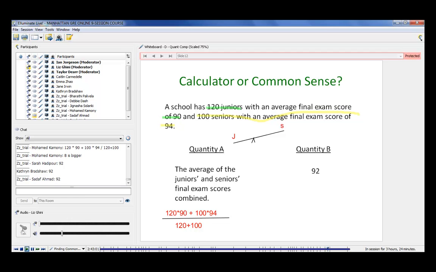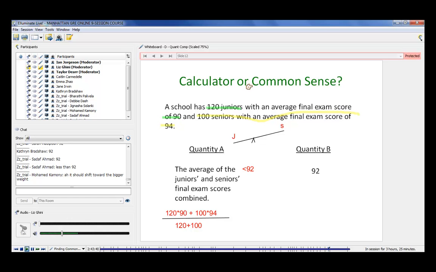So the balance is going to be closer to the juniors than to the seniors. There are lots of them and fewer seniors. So this number has got to be less than 92. I don't need to calculate it to know that. Exactly, Sadaf and Catherine. It's got to be less. So without bothering to plug in and waste the time here, I would know, oh, B is greater, without doing any work at all. This is a weighted average, and you know with a weighted average that the average is going to be closer to the average for the group that has more people. Common sense is extremely helpful.